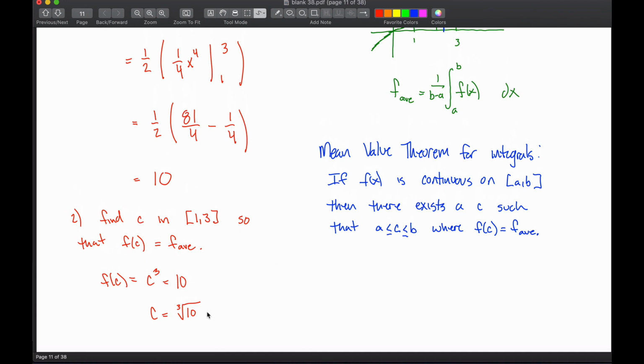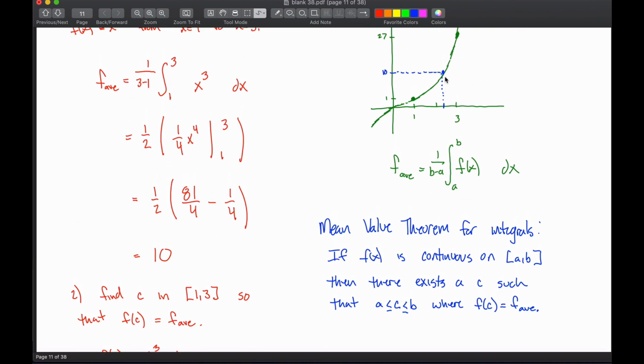I don't know exactly what it is, but I know that it's a little bit bigger than 2 because the cube root of 8 equals 2, but I know that it's less than 3 for sure because the cube root of 27 equals 3. So it must be some number between 2 and 3, which is approximately where it's pictured over here on my graph.